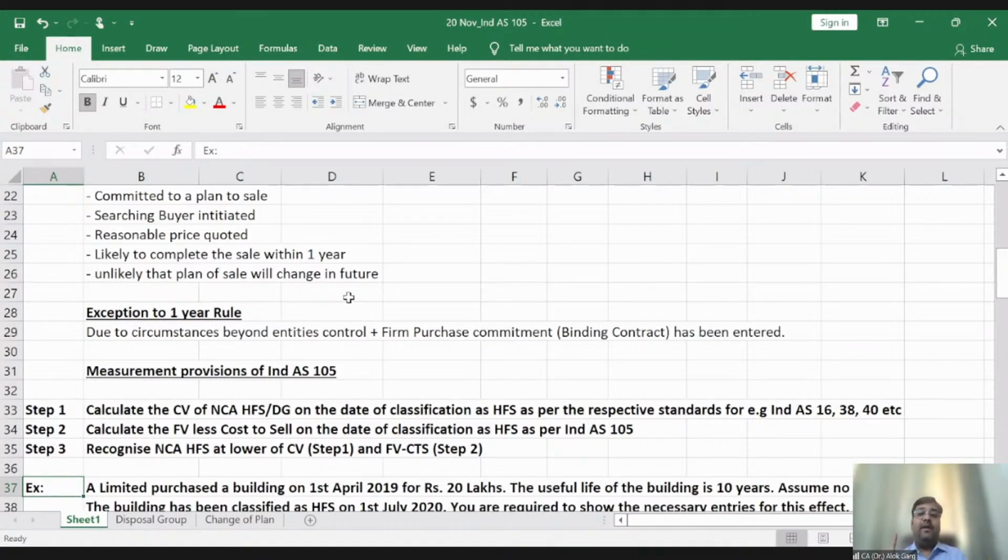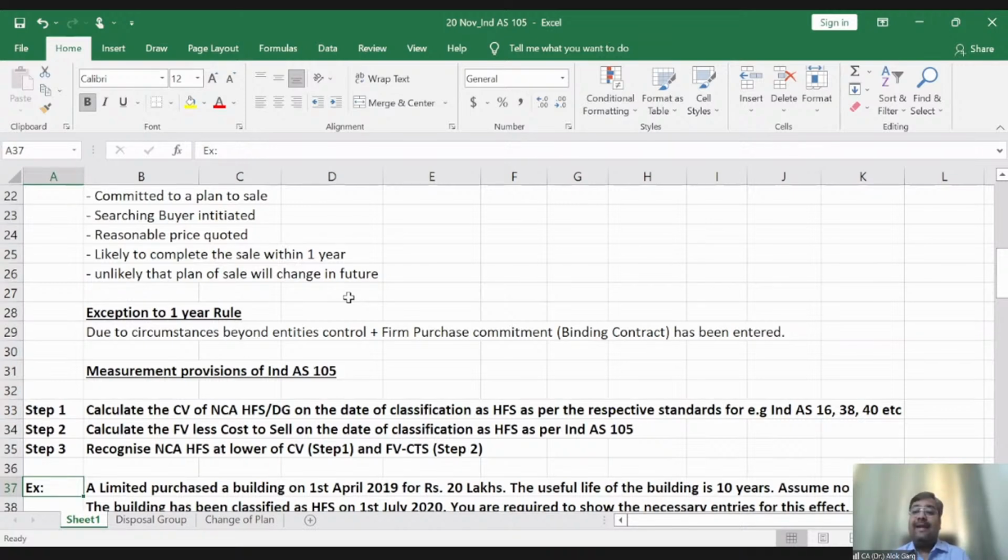So step number one, first step, you need to calculate the carrying value of non-current asset held for sale or disposal group on the date of classification as held for sale, as per the respective standard. For example, Ind AS 16, Ind AS 38 talk about carrying value equal to cost minus depreciation minus accumulated impairment losses. Second, you need to calculate the fair value less cost to sell on the date of classification. Whatever is lower, you need to recognize the non-current asset held for sale at that lower value, right?